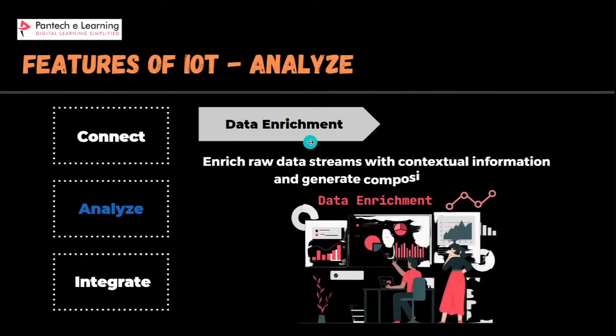Coming to the next topic, which is data enrichment. This is raw data that is being streamed from all the things. You need to identify which is contextually important information that is going to be taken forward. Once I have the relevant information, I can even generate composite streams of information which can be taken ahead for future analysis and understanding as well. This is what your data enrichment process does.